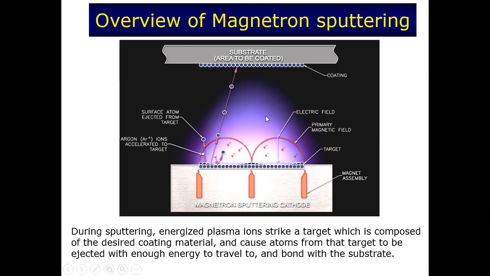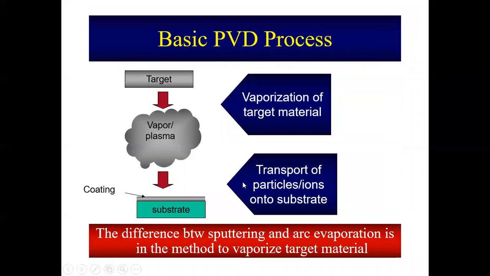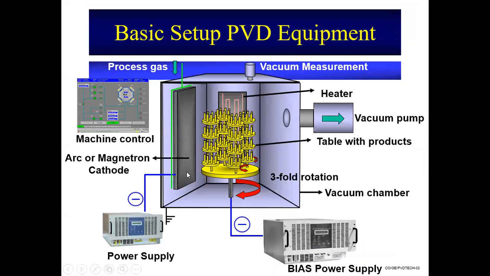And these argon ions are positive in charge. They are positive ions. As I mentioned just now, the target is negatively biased, and the substrate is also negatively biased. So on the surface of this target material, you have this magnetic field, and because of the electrons moving around that magnetic field, they will collide with the process gas that's pumped into the system, which is argon. So argon is now converted into ions.